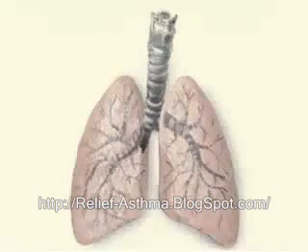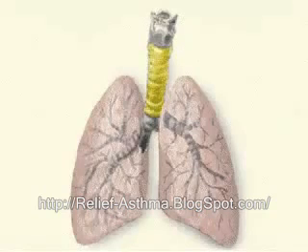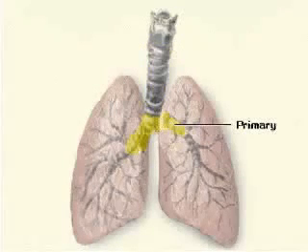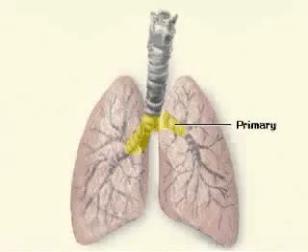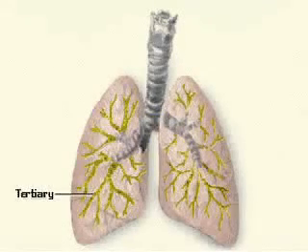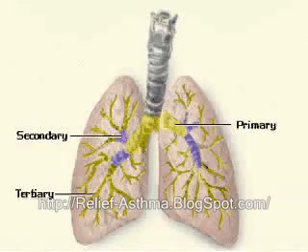Air enters the lungs through a large tube known as the trachea, which is supported by concentric rings of cartilage connected to each other by annular ligaments. The trachea splits into a right and left primary bronchus, and from there each primary bronchus subdivides into secondary and tertiary bronchi. Tertiary bronchi continue to branch into smaller tubes called bronchioles.